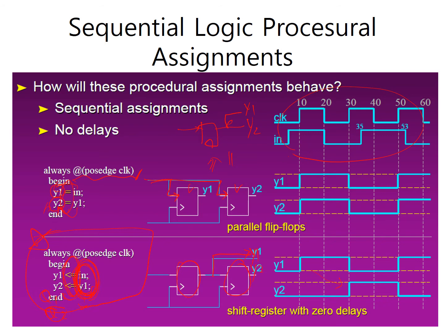So you must remember this kind of non-blocking assignment, and also you must be able to draw this kind of circuit, right? Once you look at this code, you must be able to draw the circuit. This is very important for describing the flip-flop and also the combinational logic, okay.